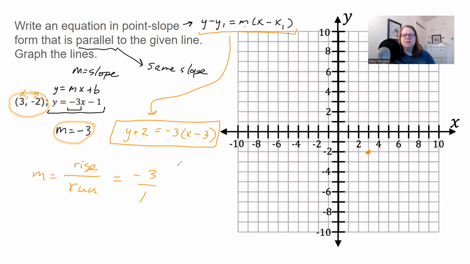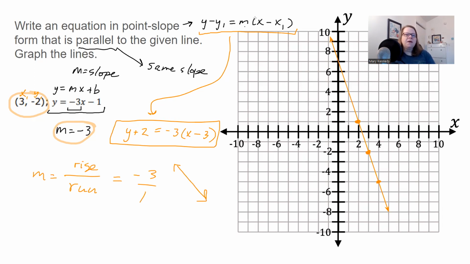So I know that it's going to go downward as we go to the right. I know it's a negative slope, I just have to think about how it's going to do that. So 1, 2, 3, right 1. Or I could go up 1, 2, 3, and left 1. Either way, I'm getting this negative slope as we go. So something like this is what my line looks like.